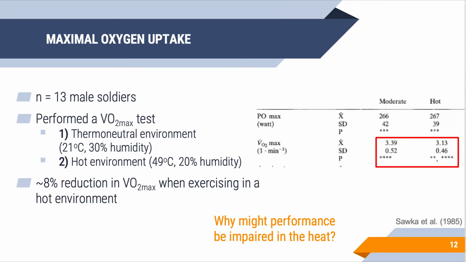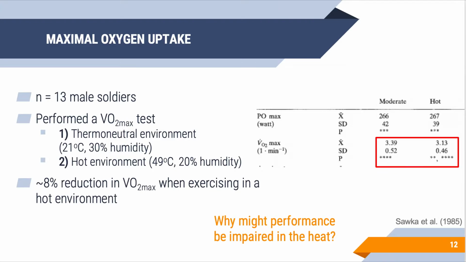And what they found, if we look at this table on the right here, so moderate is that thermoneutral environment, hot is obviously the hot environment, we see that VO2 max is significantly lower in the hot condition compared to the moderate or the thermoneutral environment. This is actually about an 8% reduction in VO2 max when we exercise in that hot environment. So there's a significant impairment in exercise capacity.